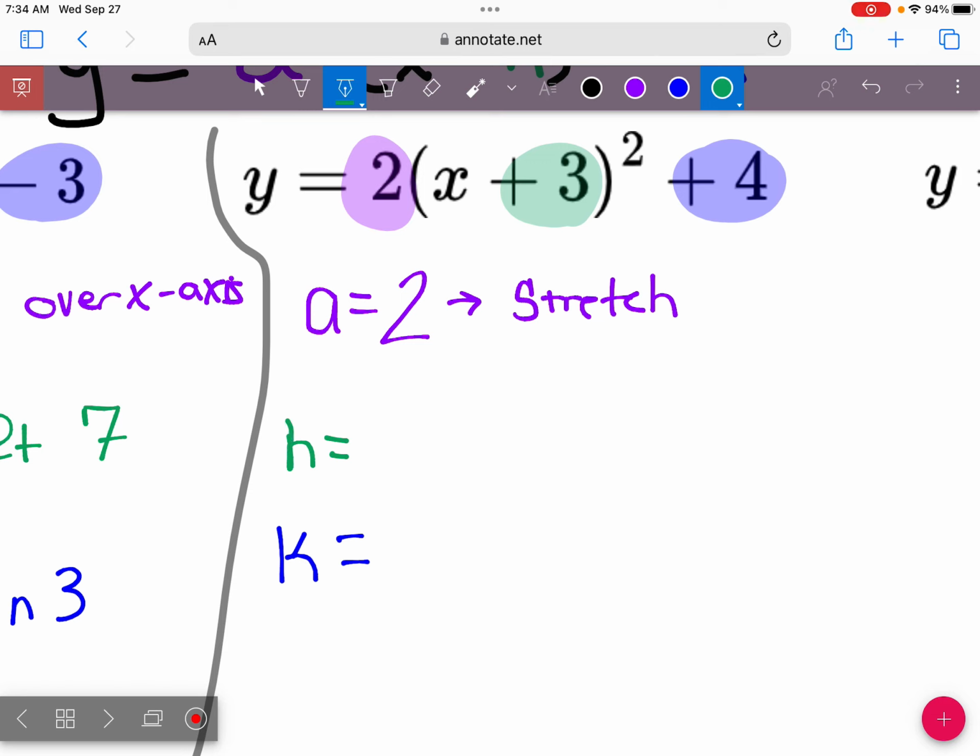What's our H value? Yeah, it's 3, but we have to be careful because it always has that opposite sign, so it should be -3, which means it's going to go which way? Left. That is the worst arrow I've ever drawn. Let's try that again. There we go. So this one's going to go left.